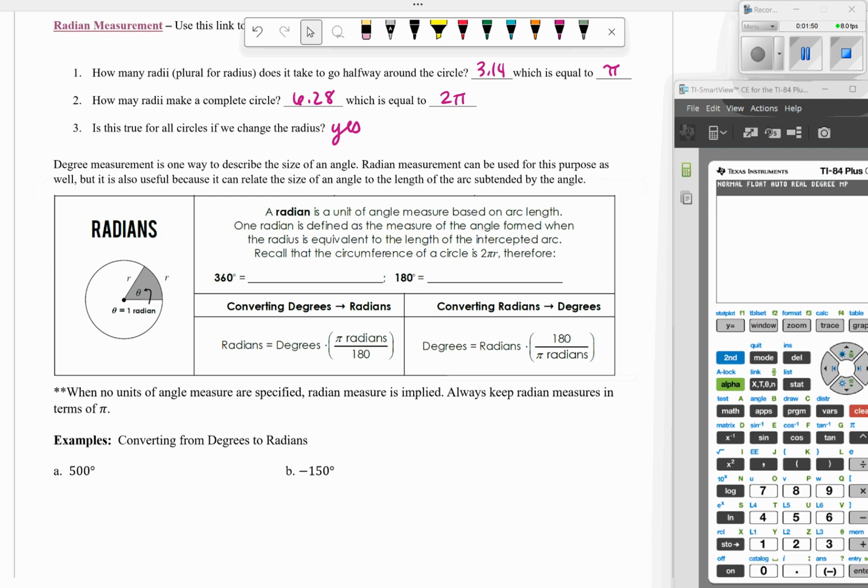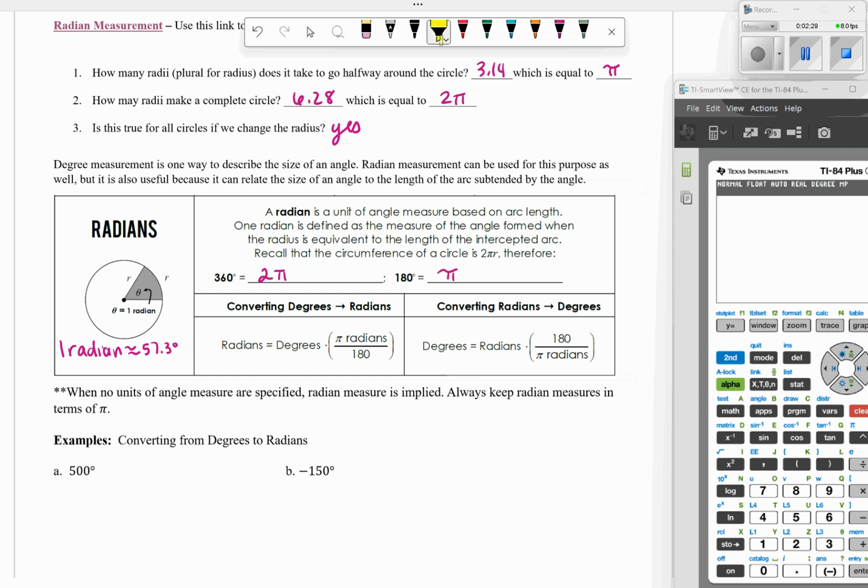A radian is a unit of angle measure based on arc length. 1 radian is defined as the measure of the angle formed when the radius is equivalent to the length of the intercepted arc. So what does that mean? 1 radian is equal to what 1 radius length is equal to. And we also said the other day that 1 radian is about 57.3 degrees. So recall that the circumference of the circle is 2 pi r, therefore 360 degrees equals 2 pi, and 180 degrees is equal to pi.